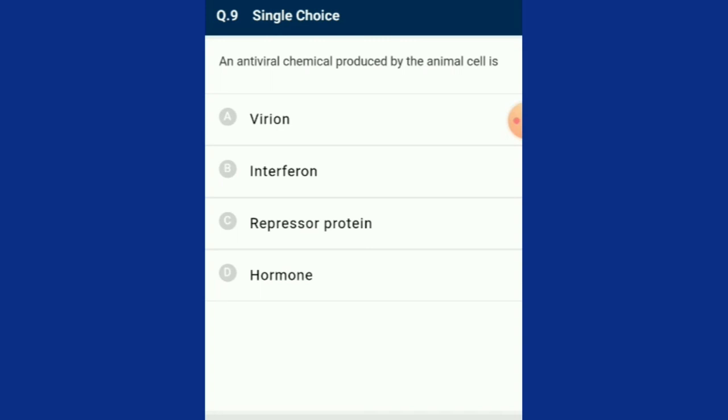Question number 9. An antiviral chemical produced by the animal cell is interferon. Interferons are a group of signaling proteins made and released by host cells in response to the presence of several pathogens such as viruses, bacteria, parasites and also tumor cells. Interferons act as a cytokine barrier in innate immunity.